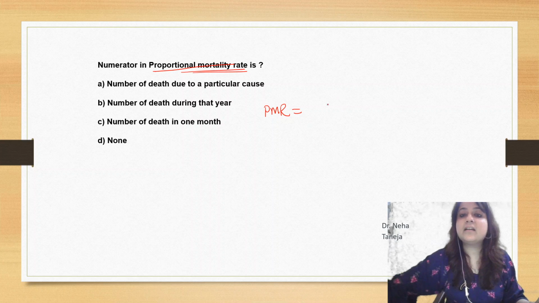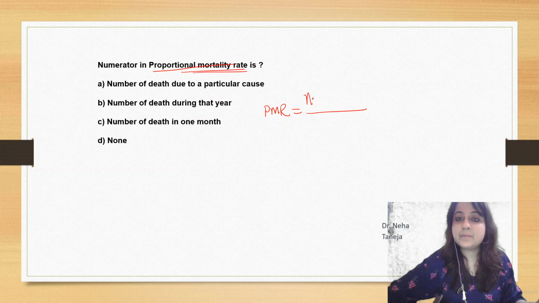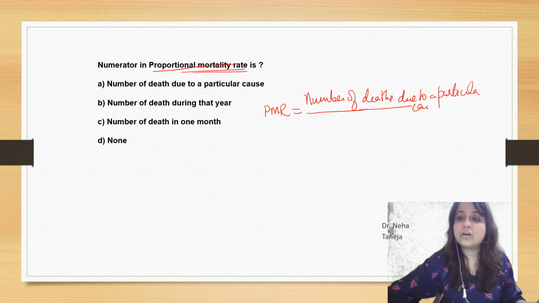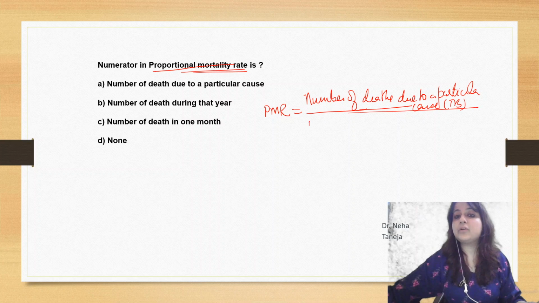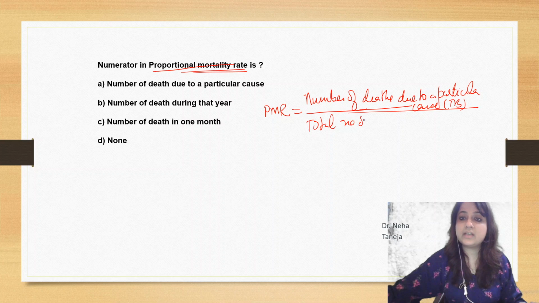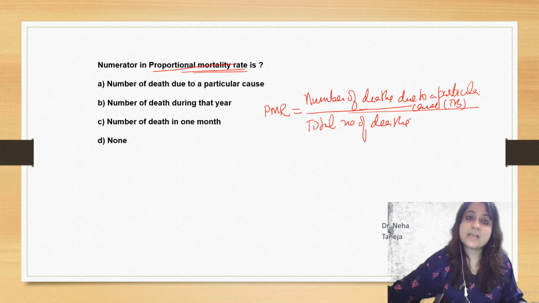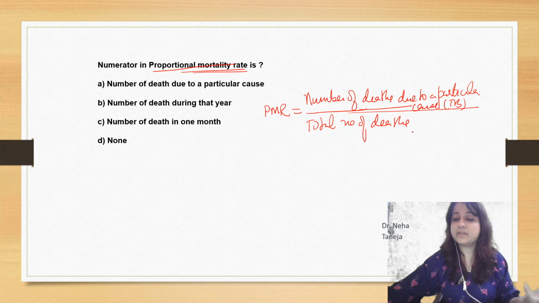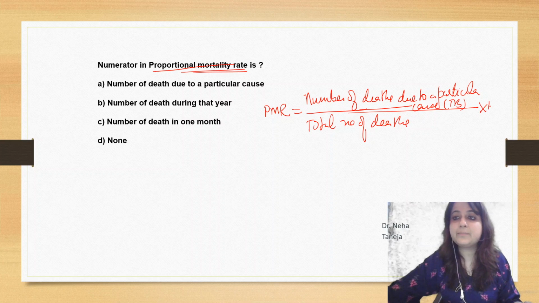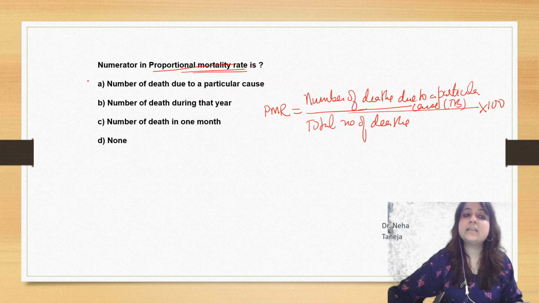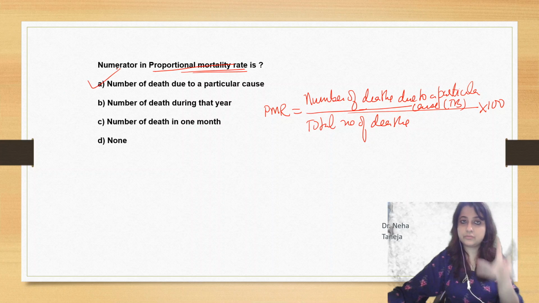So what is it here? Proportion mortality rate simply means whatever is the number of deaths due to a particular cause. Okay, due to a particular cause. Let's say in this the particular cause we can say is tuberculosis. Okay, out of the total number of deaths which has happened during that year in a particular age group, also we can say, multiplied by 100. So this is the answer to the question.